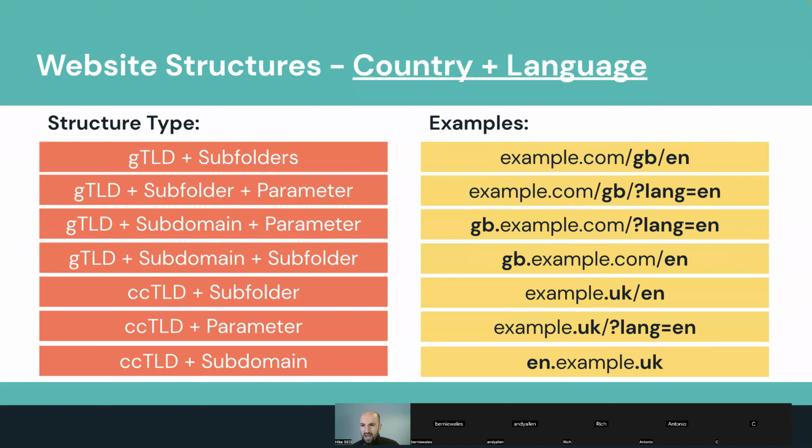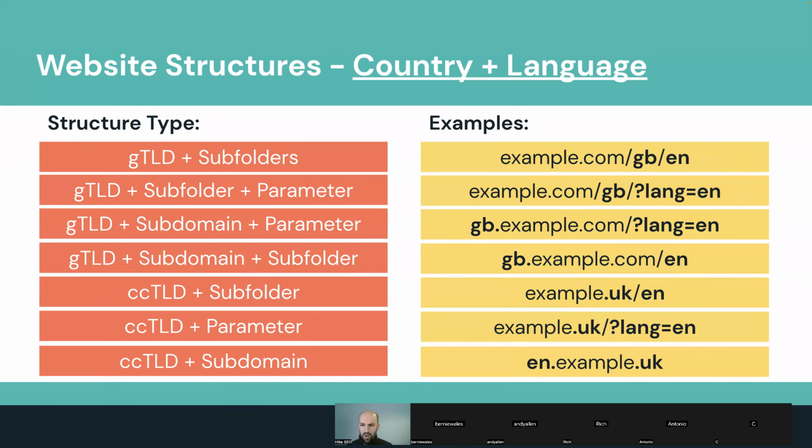Now, the most complicated is having both, but there's basically 7 different options here. And I'm going to go quickly through them. So the first one is using a generic top-level domain plus subfolders. So first comes the country, then comes the language, /GB/EN. Next option is the subfolder plus parameter. It's pretty much the same as option one, but you're going to use a parameter. Again, limited to your technology or your programming language. That's how it is. Number 3 is subdomain plus parameter.